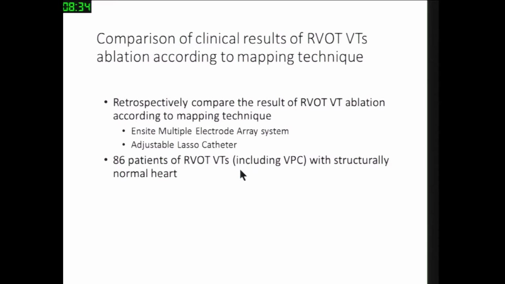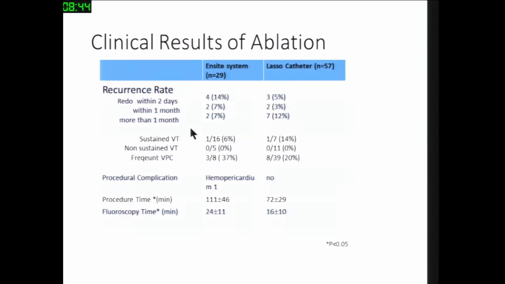So we compared RVOT VT ablation according to mapping technique, using a multiple electrode array and an adjustable lasso catheter. 86 patients were compared, and it showed the recurrence rate and procedure complication are comparable. And with the lasso catheter, procedure time and fluoroscopy time are significantly decreased. So I think to map the RVOT area, a circular mapping catheter is very useful.